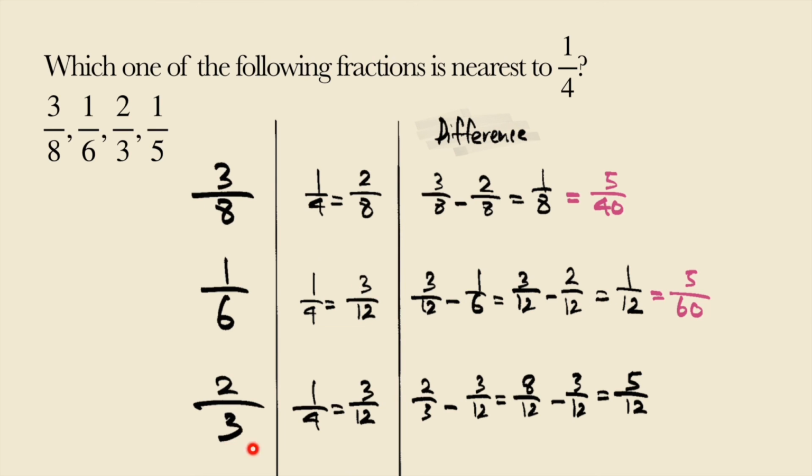Next, 2/3 compared to 1/4. How about we compare 8/12 to 3/12? Well, this is 8/12 if you make the denominator 12, yeah? Minus 3/12, that's a difference of 5/12. Okay, next.